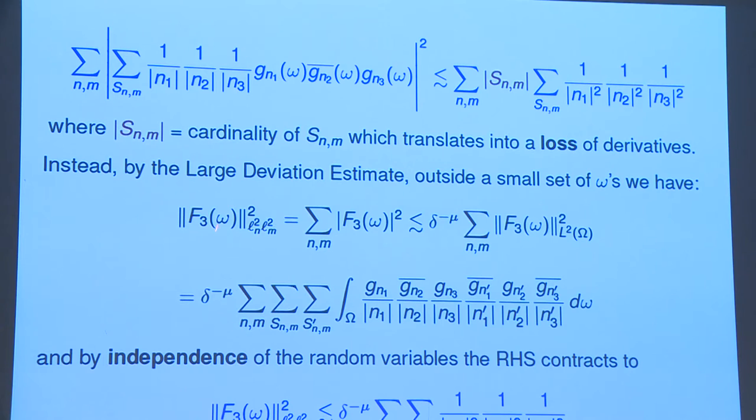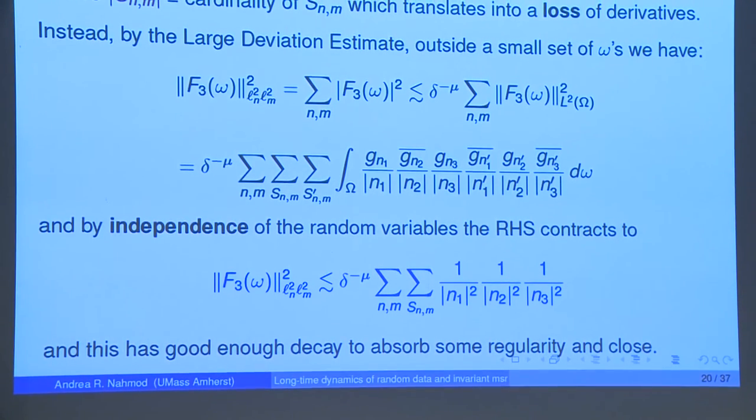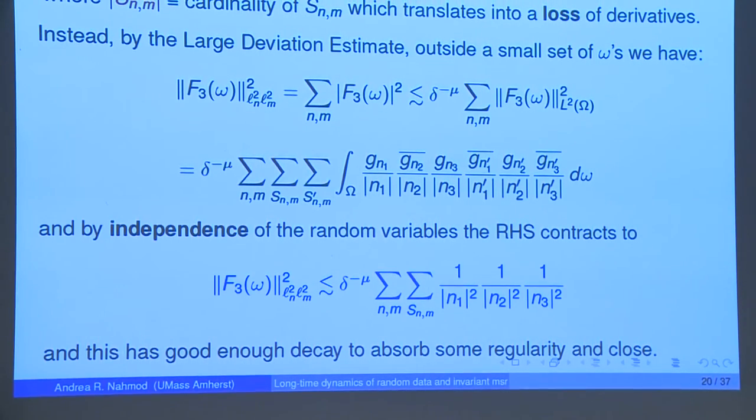So what the large deviation estimate tells you is that, modulo a set of omegas, you can replace the absolute value with the L2. And so what you are looking at is this, without that. And that's enough to close. So that's how it works in the old randoms.